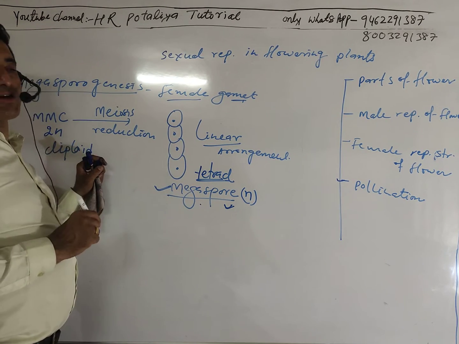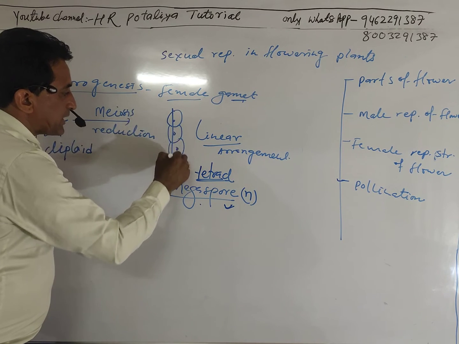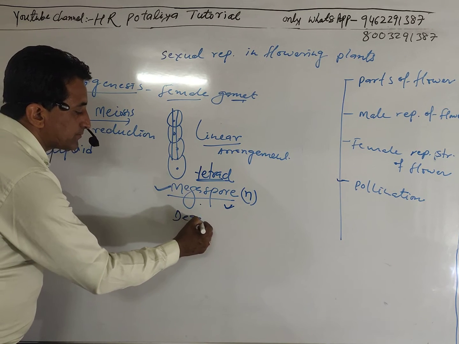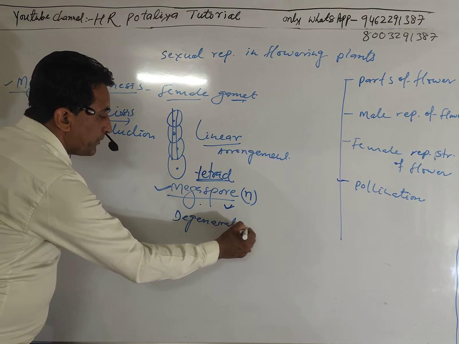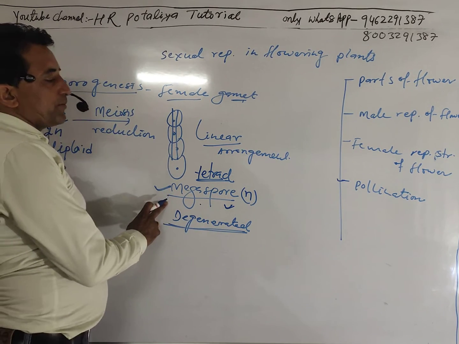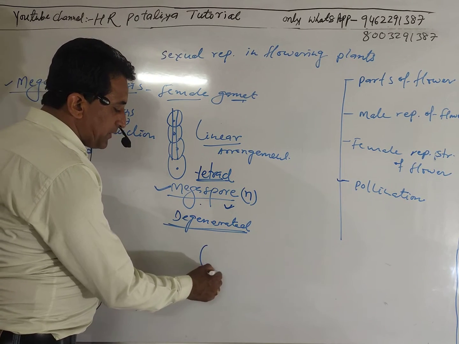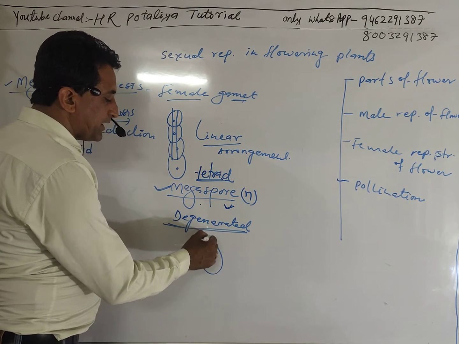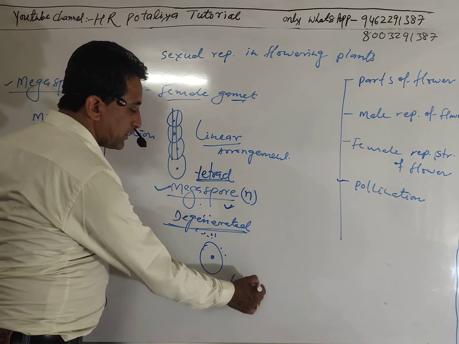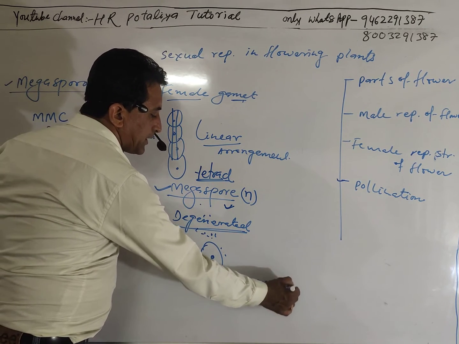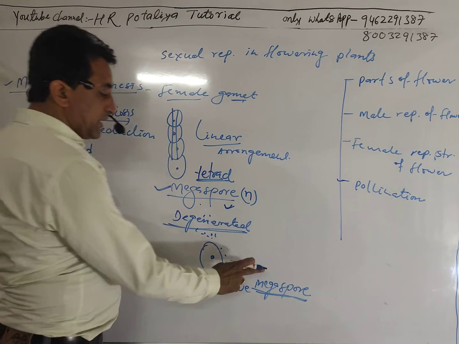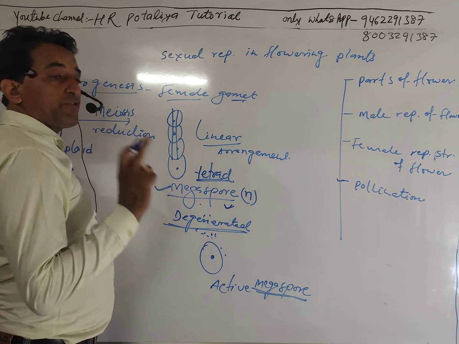But by chance, 3 megaspores degenerate, and only 1 megaspore remains in the active form. The remaining ones just provide nourishment. The active megaspore is the mother cell for the female gametophyte.